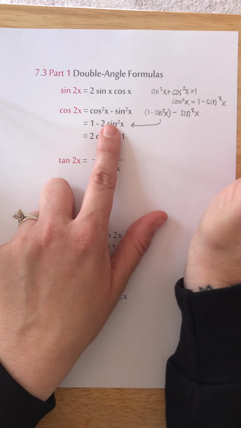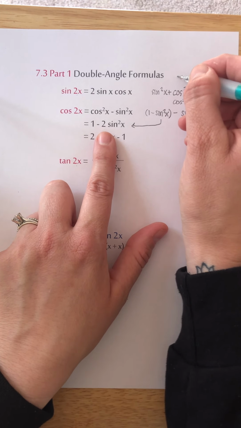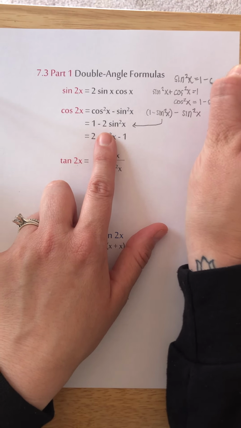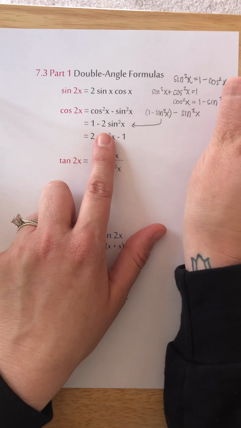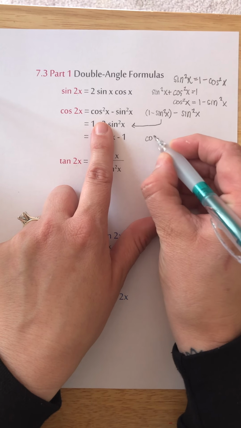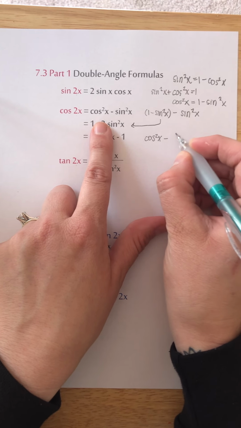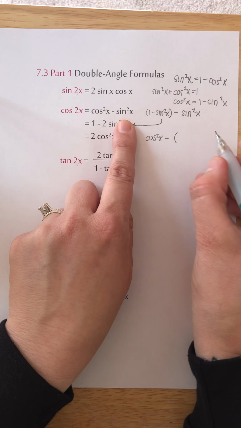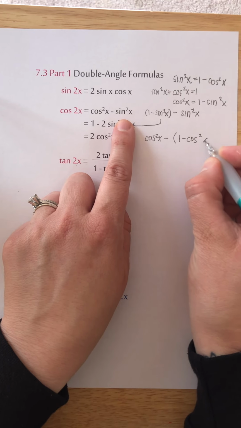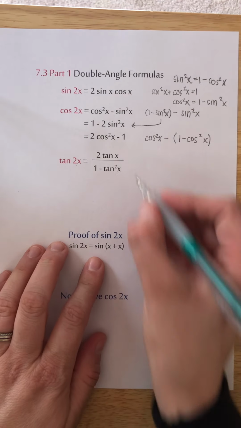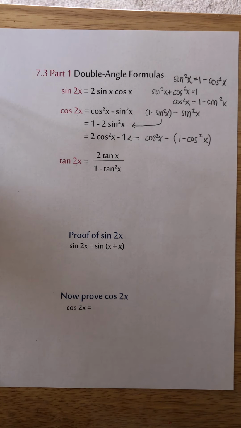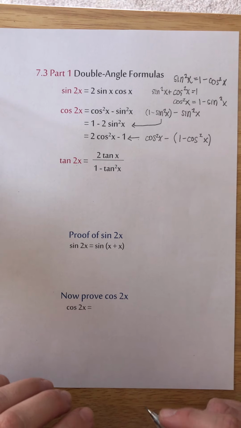Or what if we go back to sine x squared plus cosine x squared equals 1, and this time instead we solve for sine x squared by subtracting the cosine x squared over. And again, going back to the first one, I would have cosine squared x minus, now in parentheses, I'm going to plug in what I know about sine squared x, which is 1 minus cosine squared x. And then I would have to distribute the minus sign, and that's where that third one comes from. So really, if you can just learn that first one, you can get to the other 2 as needed.